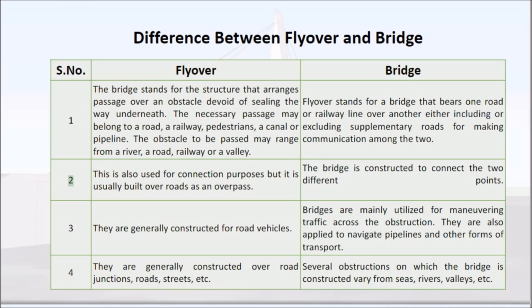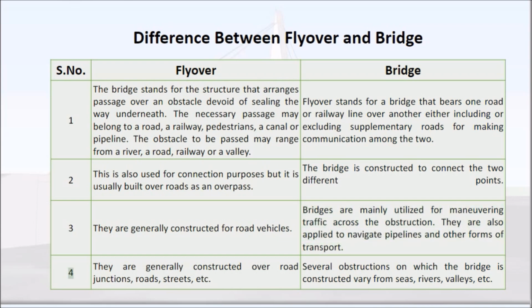2. This is also used for connection purposes, but it is usually built over roads as an overpass. The bridge is constructed to connect two different points. 3. They are generally constructed for road vehicles. Bridges are mainly utilized for maneuvering traffic across the obstruction. They are also applied to navigate pipelines and other forms of transport.